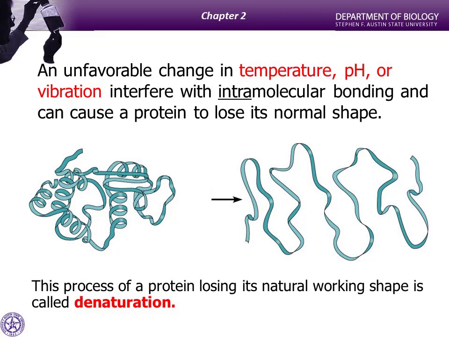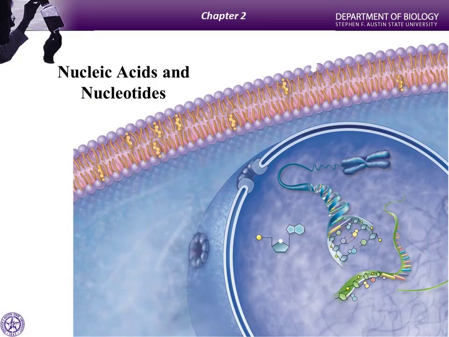That's why gene mutations can be so devastating. One nucleotide DNA change can result in one amino acid change, which can be total loss of function. All right, so now proteins. Let's move to nucleic acids.